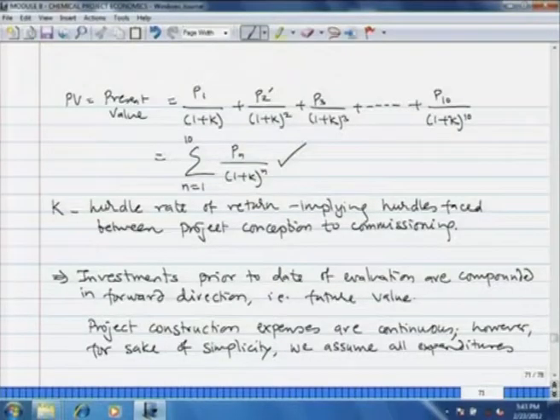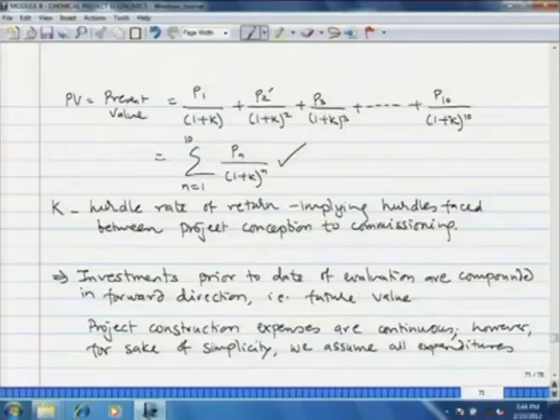It essentially implies the hurdles faced between project conception and commissioning. Project conception to commissioning is no simple business, is no simple task. There are hundreds of hurdles that are there. So depending on these hurdles, the rate of return increases or decreases. Okay. The greater the hurdles, the lesser the rate of return. And therefore, instead of using a simple common interest rate I, we have used a value K. Now, this is about the profit, the present value of the profit. Now, investment prior to the date of evaluation has to be compounded in the forward direction, that is, to time 0, okay, that future value.